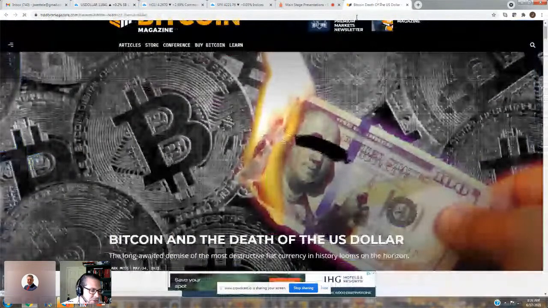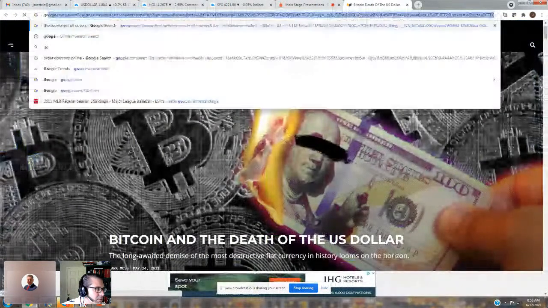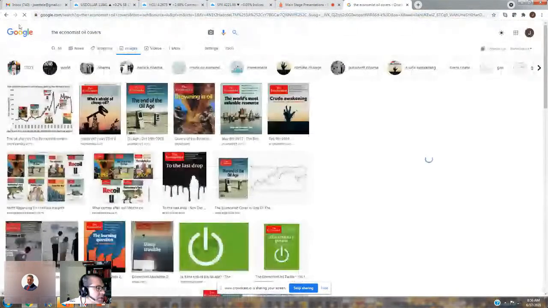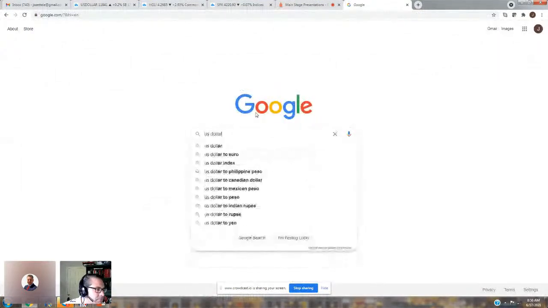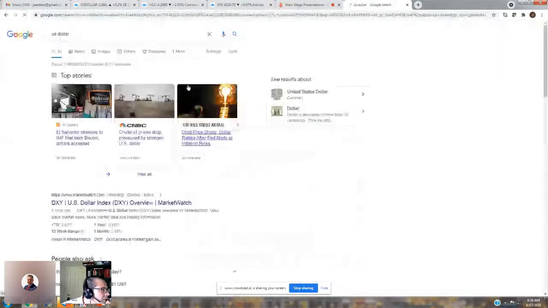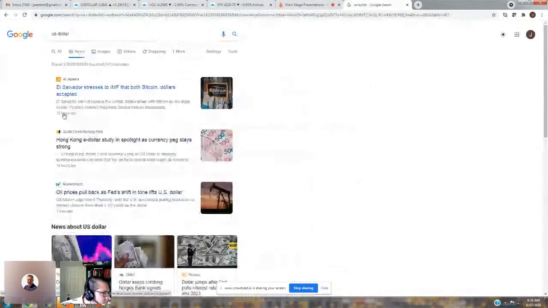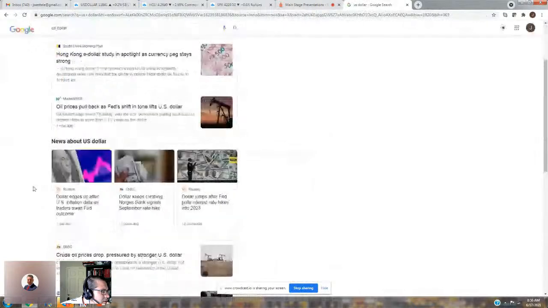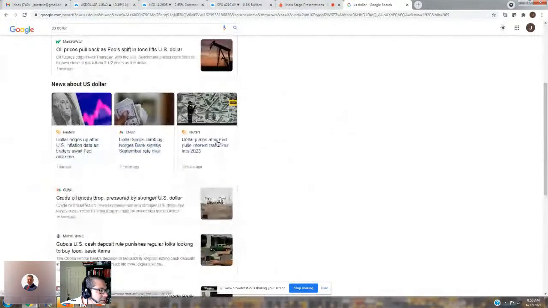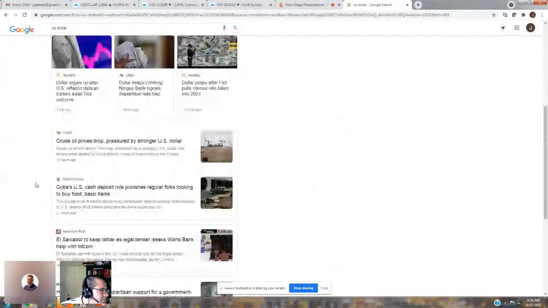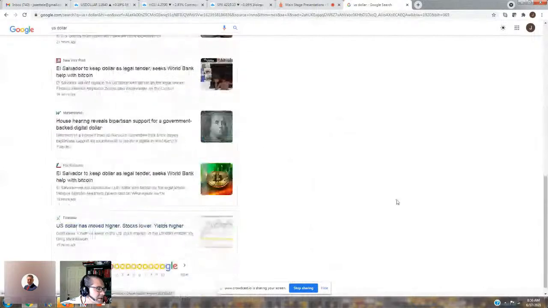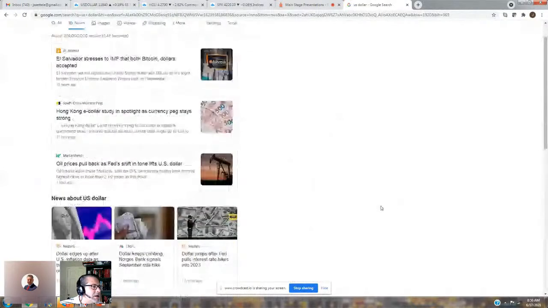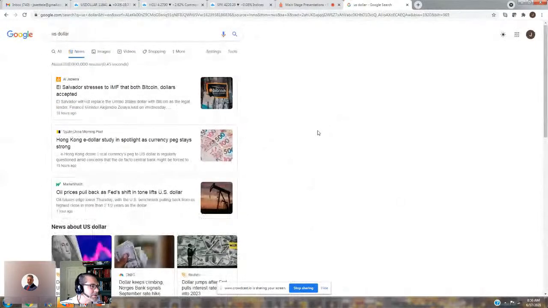So let's do this little exercise now. Let's type in US dollar and see what we get. We'll go to news. Dollar edges up. Dollar keeps climbing. Dollar jumps. There's nothing here that says king dollar or something. When you start seeing articles with king dollar, it means you're near a top. We don't have that yet.